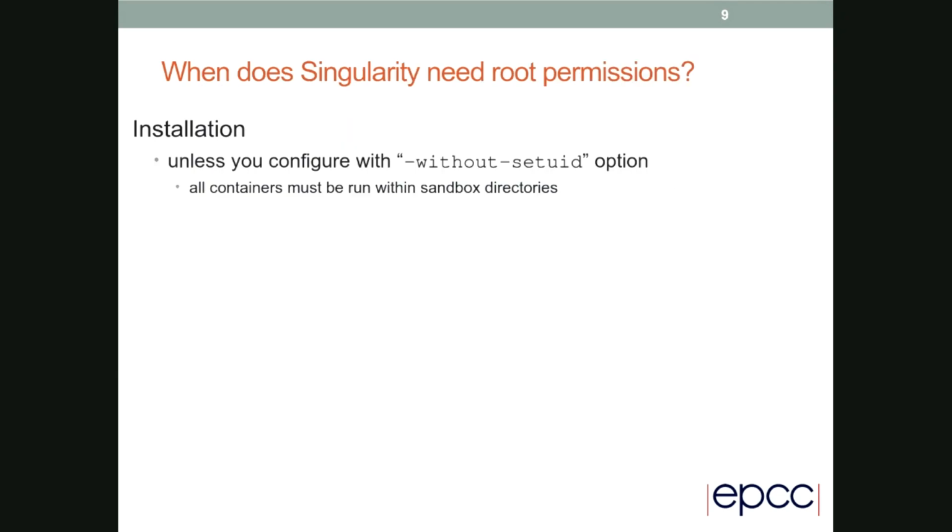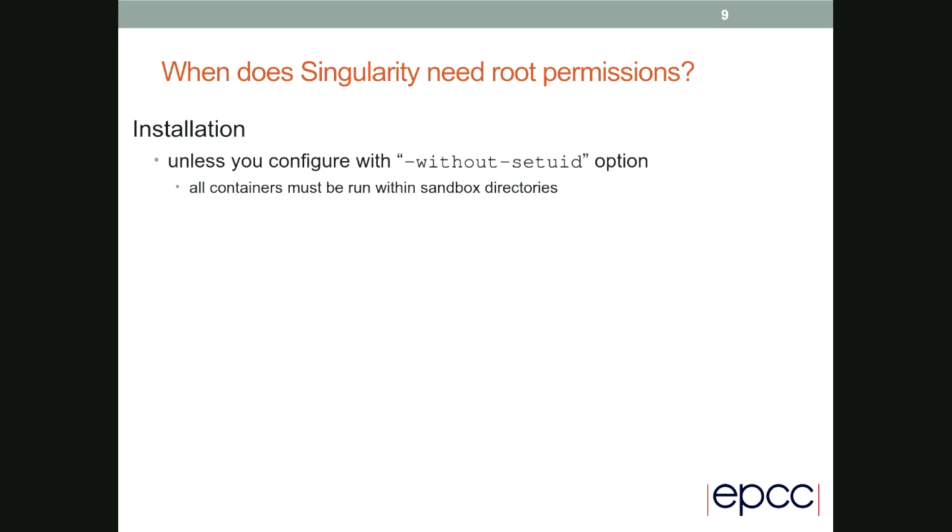So I mentioned briefly that you need root permissions to build containers. And you also need root when you install the Singularity software, unless you specify the option without setuid. That basically means that the container execution will take place within a user namespace. So that allows a normal user to act as root, but only inside the container. That's the situation on the Cirrus machine that's managed by EPCC.